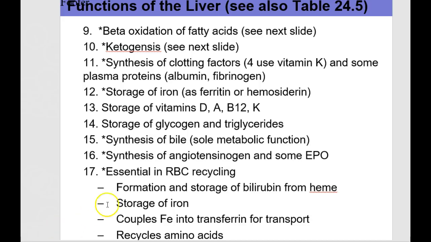So I'm going to save number 12 to go with 17. So let's go on to 13 here. The liver also stores some of our fat-soluble vitamins like A, D, and K. You can store those for months at a time. Vitamin B12 is also stored in the liver.